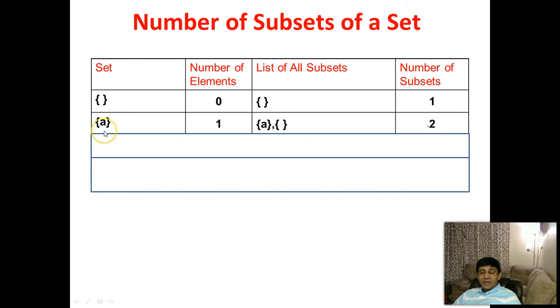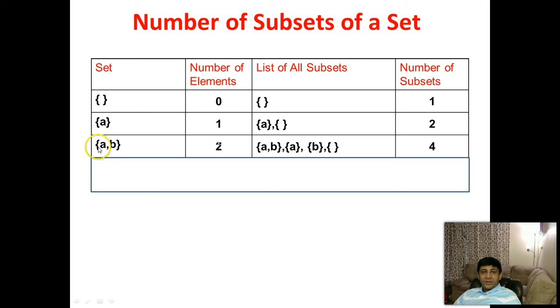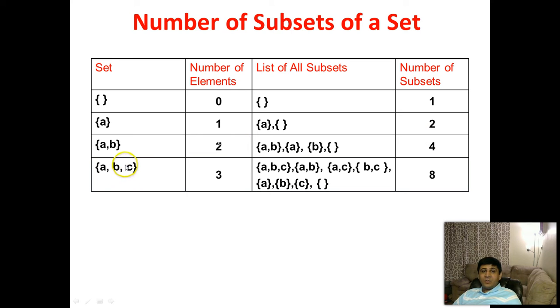Now let's increase the number of elements by one more. Now we have A and B as elements. How many elements? 2. So the subsets are A, B, AB, and the empty set. So how many subsets this time? 4.